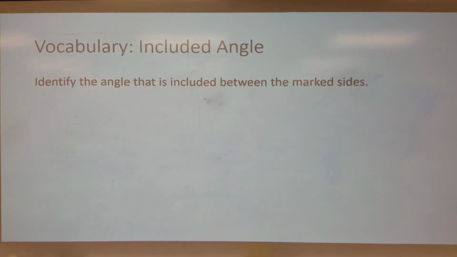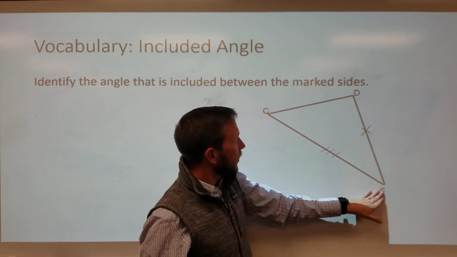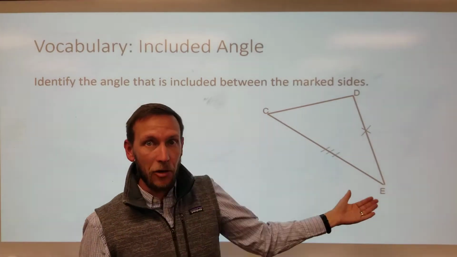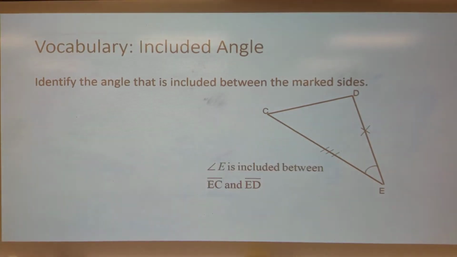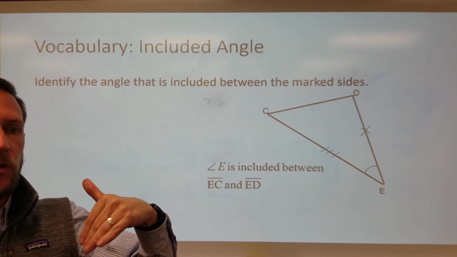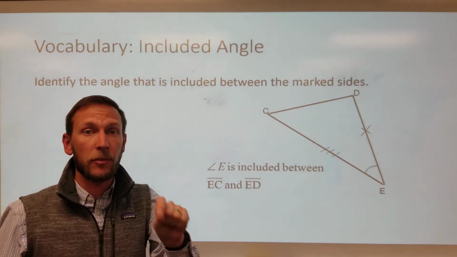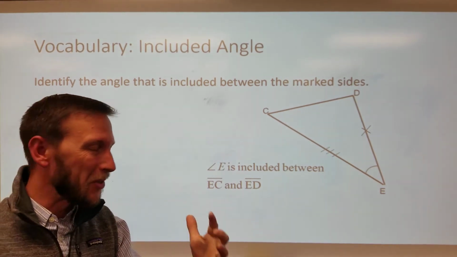Over in this next one, we see these markings here, EC and ED, which means that the angle at E is the included angle between those 2 sides. Being able to identify that helps expedite the proof process. If you know, I want to use side angle side here, I have to make sure that I got that angle in between those given sides.